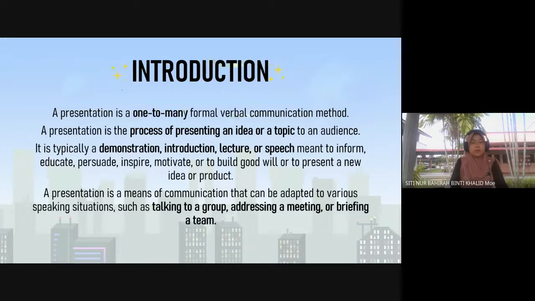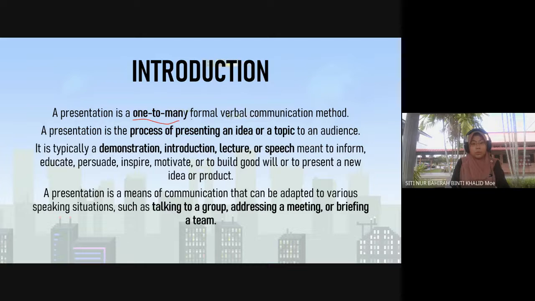It is a one to many formal verbal communication method. Okay. One to many means is from one person or one group to many people. So when you're presenting, you are usually trying to deliver information to a large group of people from one point of view. So from your point of view. So that is one to many.